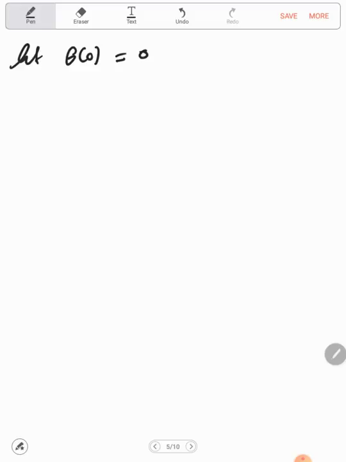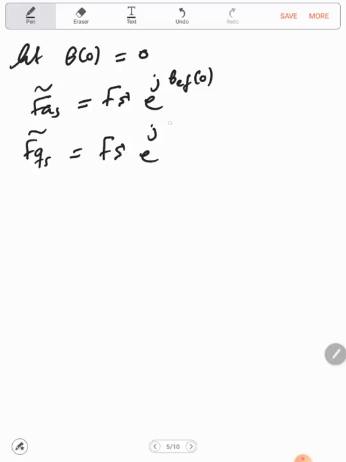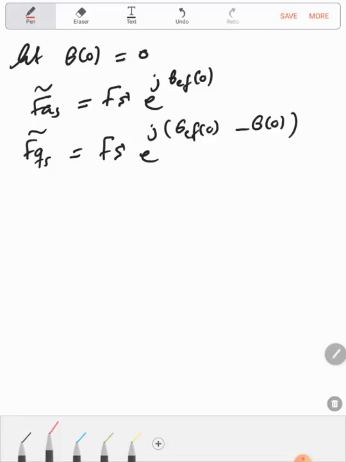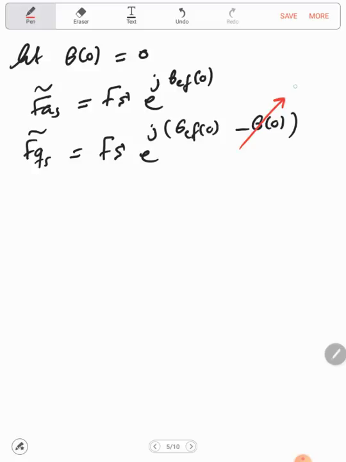Now, if theta of 0 is equal to 0, let's write here the phasor representation for the Fas. So Fas as a phasor is equal to Fs exponential of j theta EF of 0, and Fqs as a phasor equals Fs exponential of j theta EF of 0 minus theta of 0. Now, under our assumption that the initial angle of the reference frame is 0, simply from here we can write that Fas as a phasor is equal to Fqs as a phasor, under the assumption that theta of 0 is equal to 0.